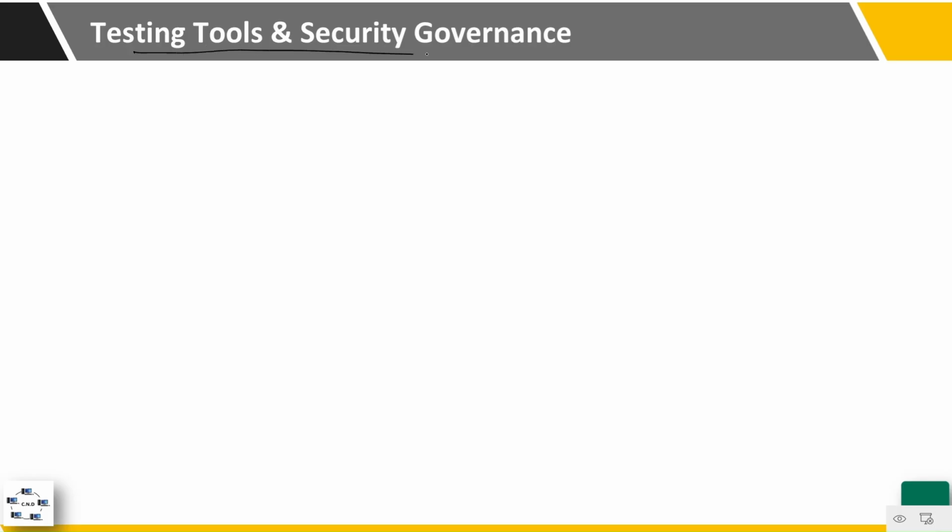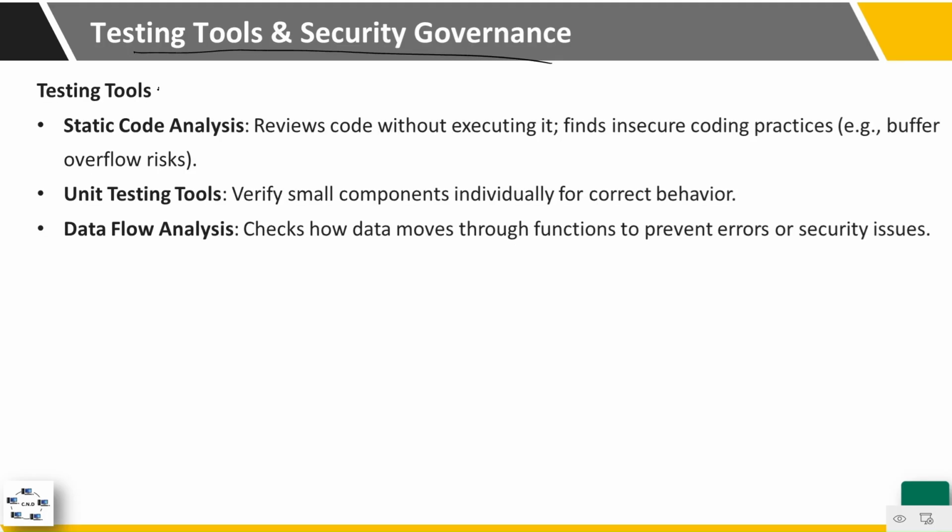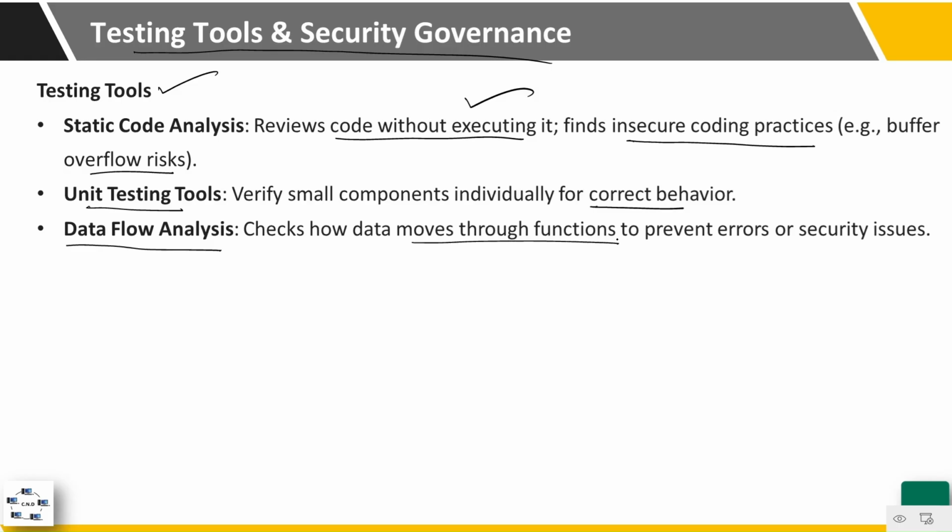Testing tools and security governance. Testing tools include static code analysis, which reviews code without executing it, and this type of analysis finds insecure coding practices, for example, buffer overflow risk. Then we have the unit testing tools, which verify small components individually for correct behavior. And then we have data flow analysis, which checks how data moves through functions to prevent errors or security issues.